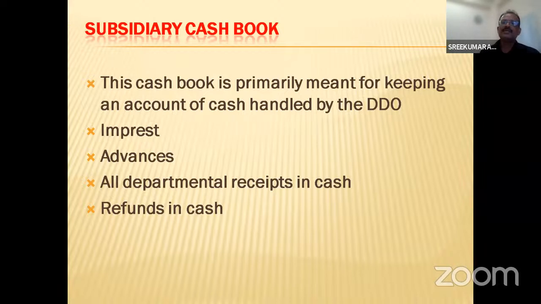Then in some cases refunds are also there. I have told that advances are being given to the scientists or officers. Suppose somebody is given 50,000 rupees, he need not spend the entire amount. There could be some balance amount, so that also needs to be paid back to the institute. Sometimes he may give you a cheque, he can even remit it online, but in some cases they prefer to refund the amount in cash. When it is refunded in cash, it is to be given to the DDO.